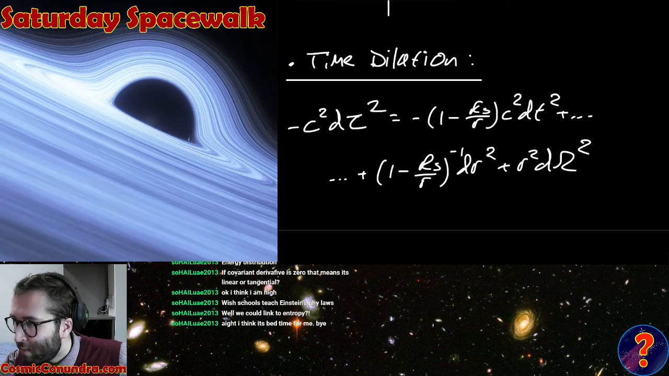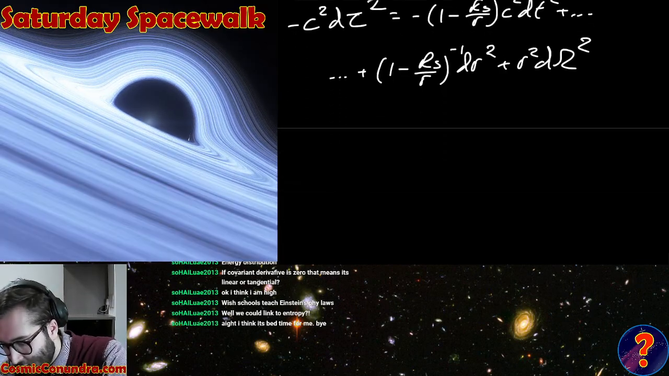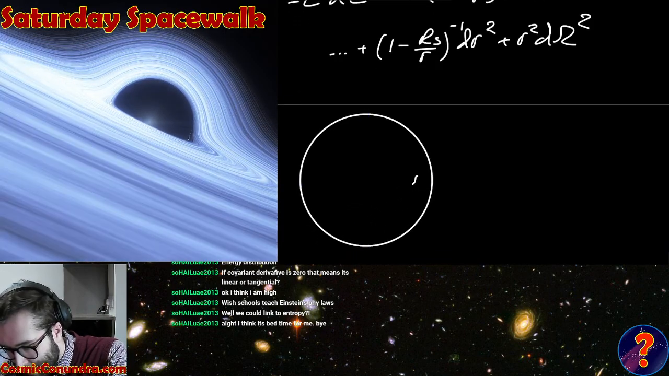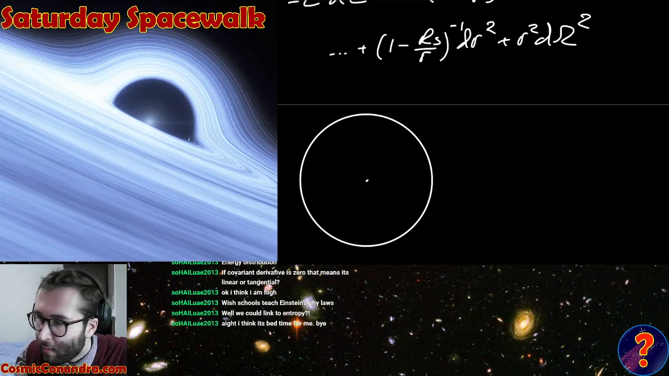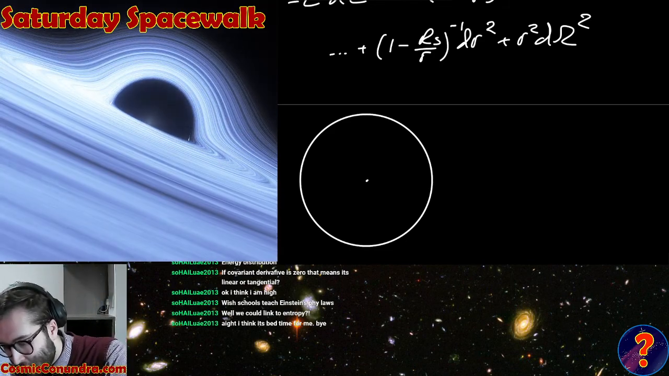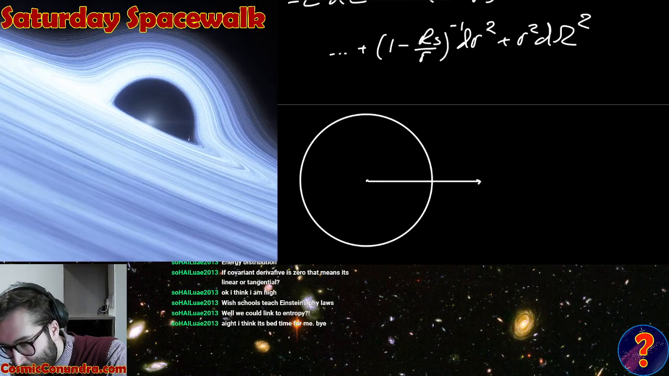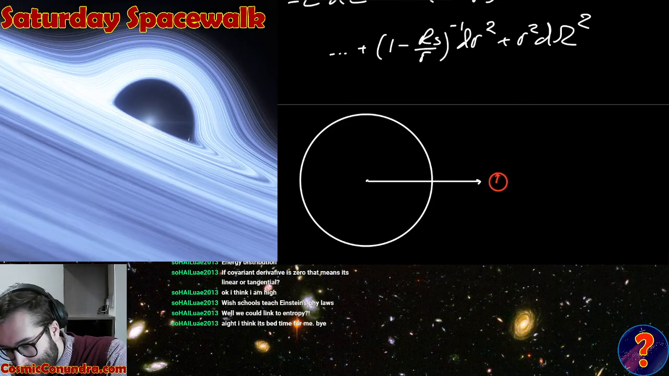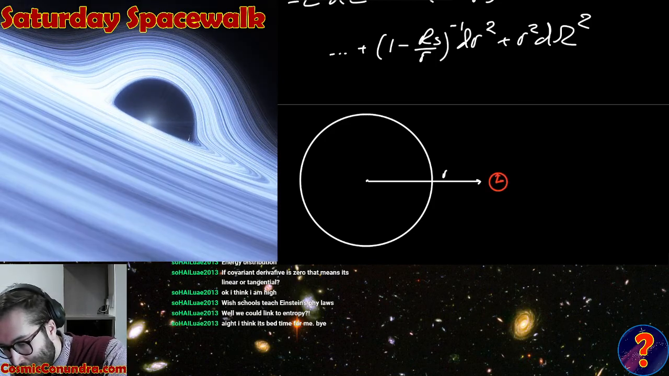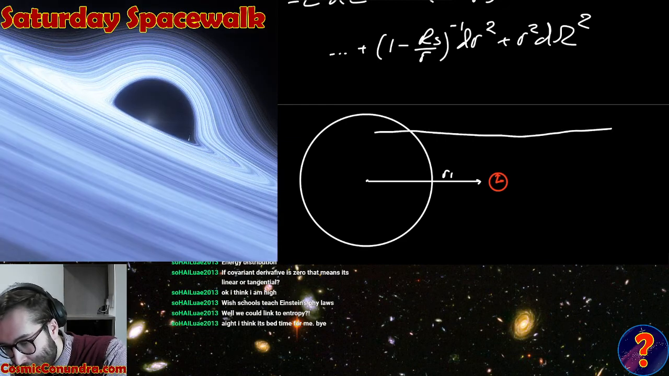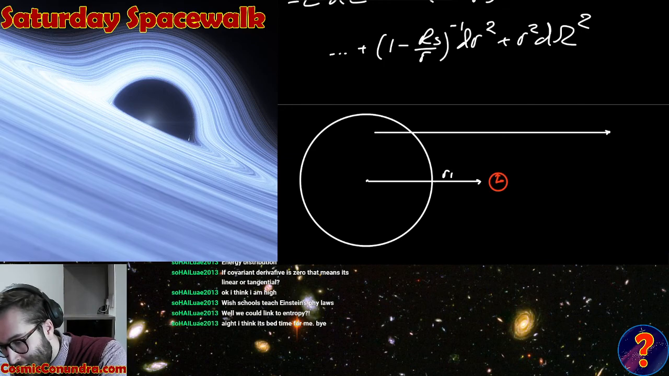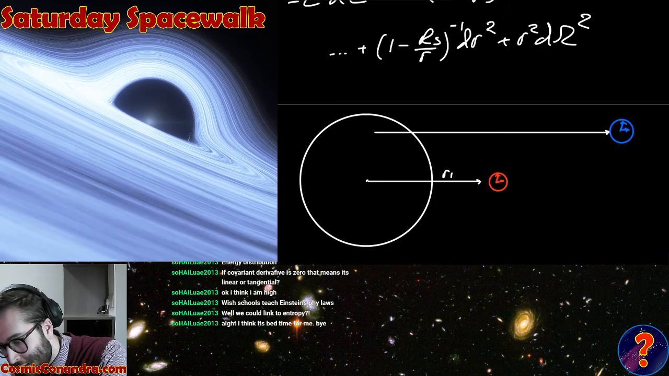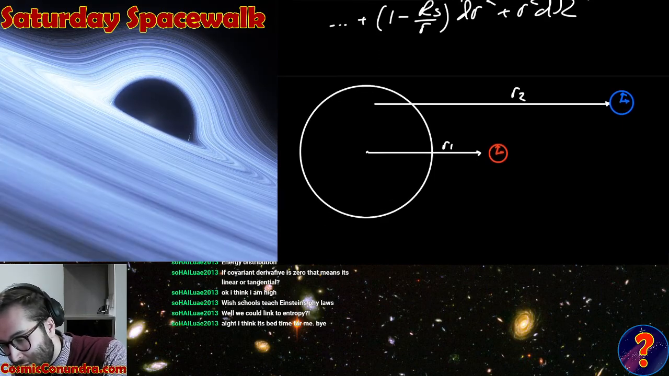So let's think about two separate observers, some distance away from a black hole. Here is the center where we'll measure our radial coordinates from. Let's put the first one at distance r1, and the second one with their clock there at distance r2. Okay.